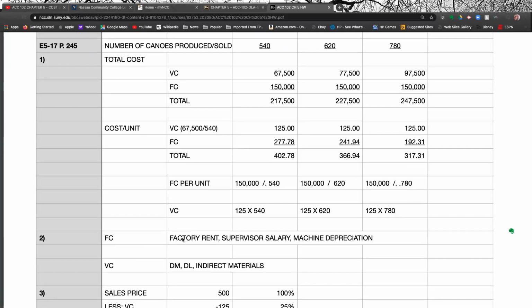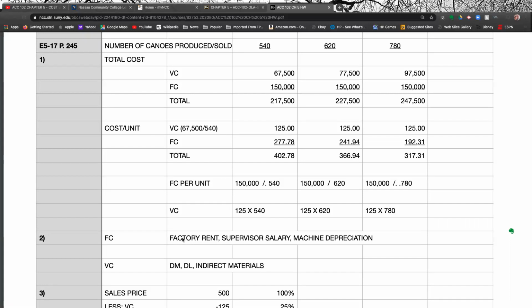The next one we had was exercise 17. Now, exercise 17, when you first look at it, you say, what the heck, how am I going to come up with all these numbers? Because if you look on page 245, exercise 17, Riverside makes one model of wooden canoe. Partial information for it is as follows.